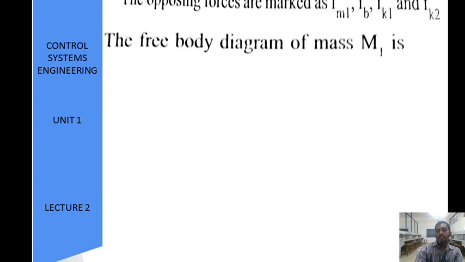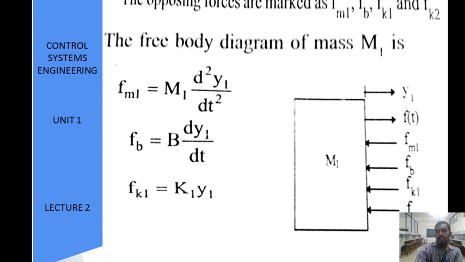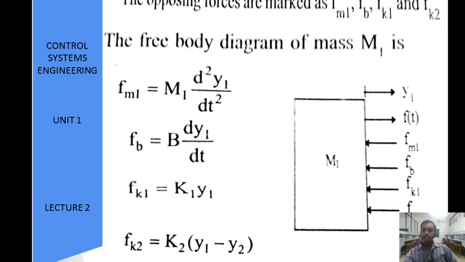First of all, we are going to draw the free body diagram for m1. Here the applied force is f(t), the opposing forces are fm1, fb, fk1 and fk2, and the displacement is y1. Calculating the opposing forces: fm1 equals m1 d square y1 by dt square, fb equals b into dy1 by dt, fk1 equals k1 into y1, and fk2 equals k2 into (y1 minus y2).